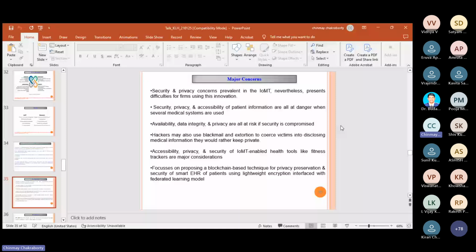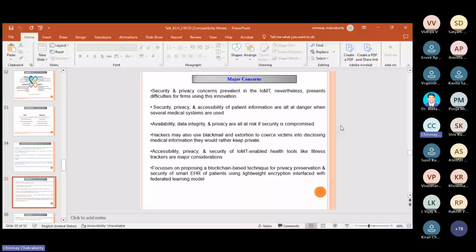Nowadays, people are talking about smart systems, smart design, smart models. Smart means proper decision-making units or highly recommended systems, right? So that's why decision-making systems. In each and every sector you need to take the proper decision. So that's why smart EHR of patients using a lightweight encryption interface.